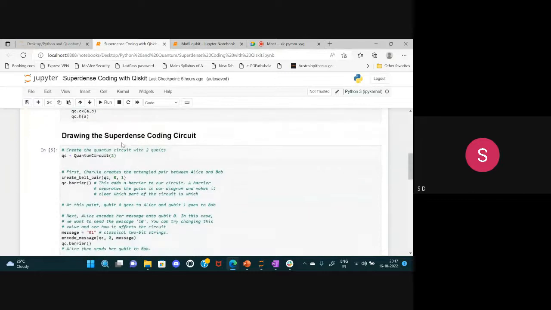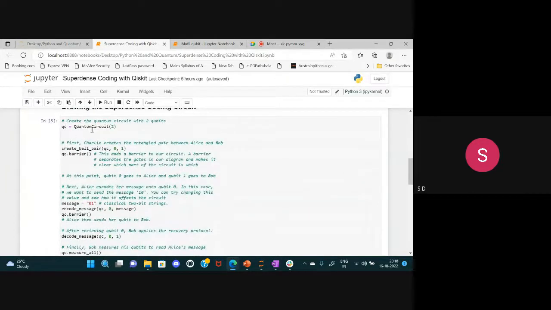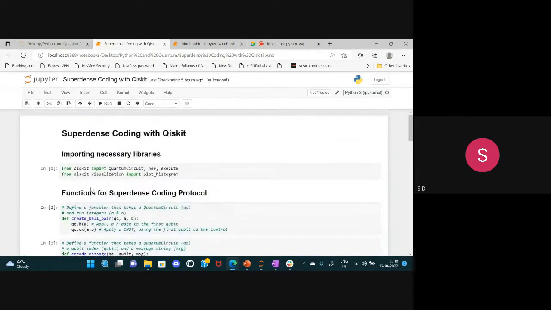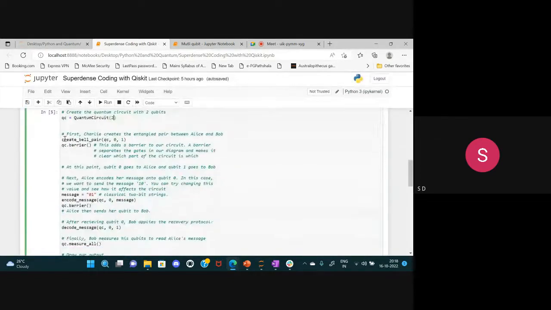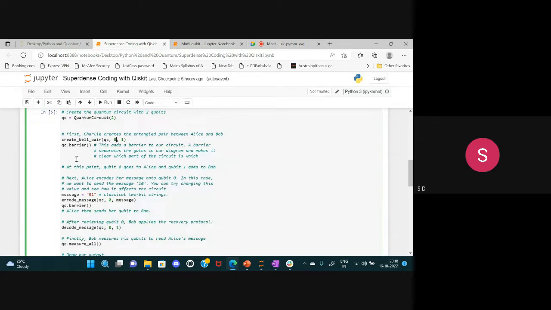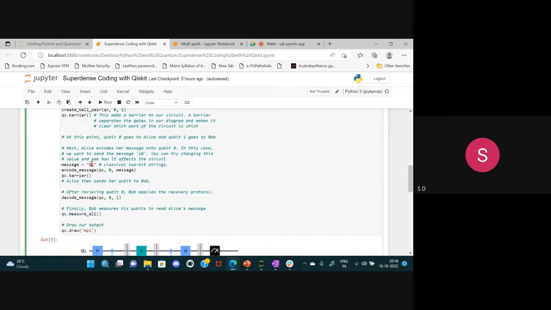And then we have to draw the superdense coding circuit. So QC equal to quantum circuit, inside we are using two qubits here, Q0 and Q1. And then we are just calling the function name, create Bell pair QC comma 0 and 1. 0 is nothing but Q0, Alice, and 1 is nothing but Bob, Q1. And then we are using barrier to get the vertical line. We are using barrier just because the circuit becomes cleaner and more beautiful, the presentation is nice.